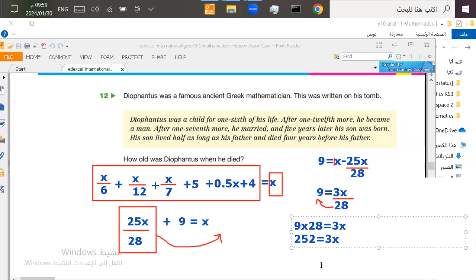And then to remove the 3, I'm gonna divide all sides by 3, like this. Divide by 3, divide by 3. So here, 3, here, 3. Okay? 3 goes with the 3, like this. And then when you divide these, it will equal x equals 252 divided by 3 is going to be 84. And this is the age of Diophantus. Okay? And that's the idea of this question.